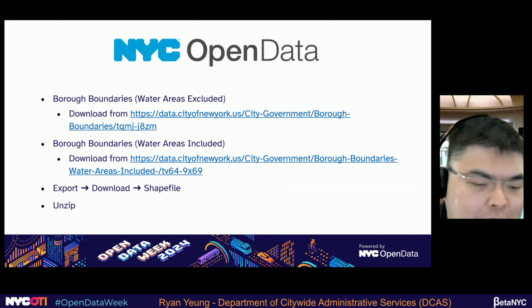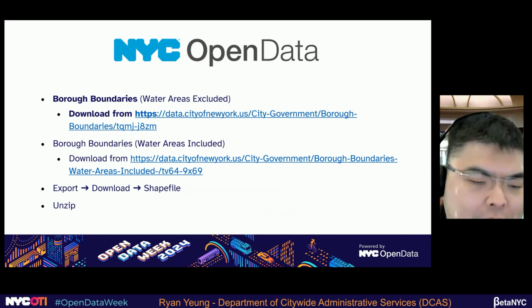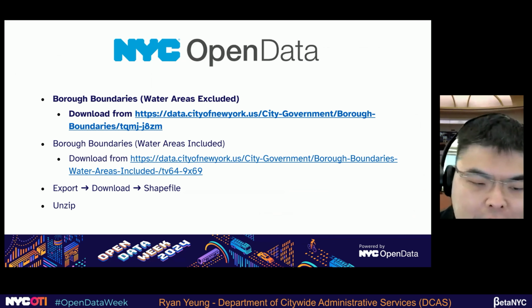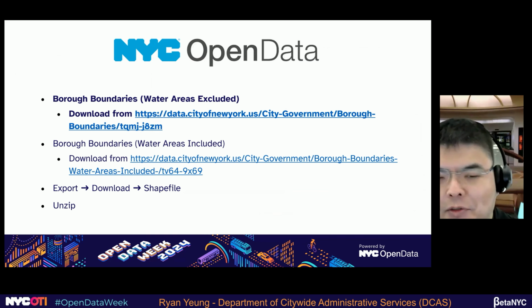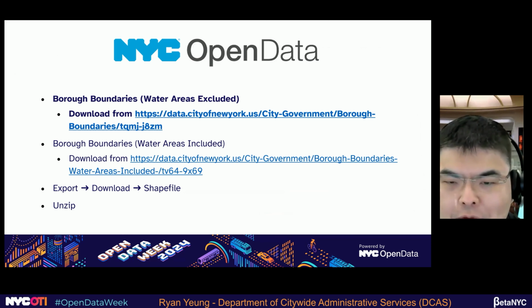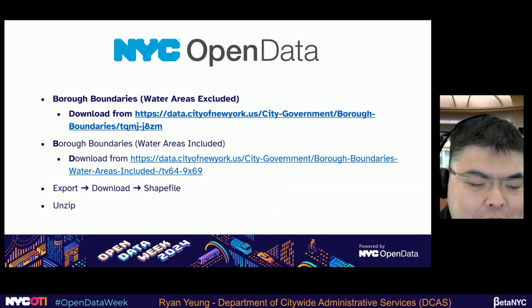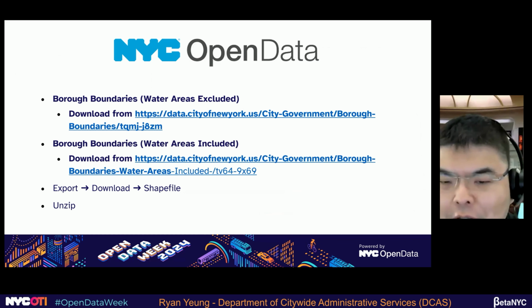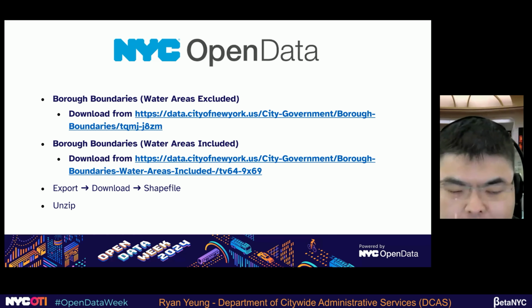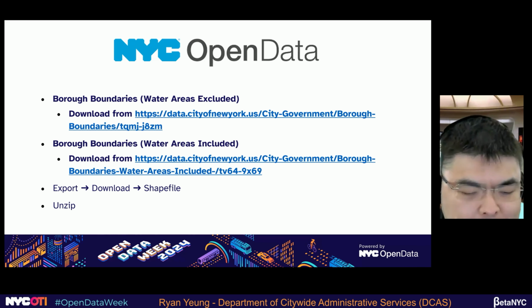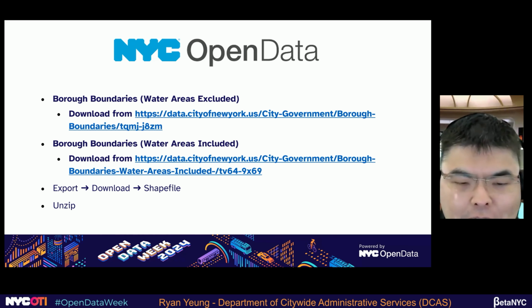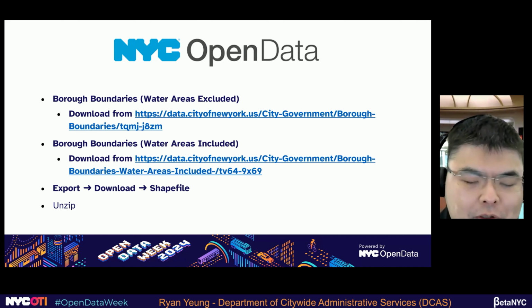To do that, we're going to need to download some data from the New York City Open Data Portal. One of the files I'd like you to download is called Borough Boundaries, Water Areas Excluded, and that's the link. The other is Borough Boundaries, Water Areas Included. Can anyone guess the difference between these two data sets? The links will be in the chat. And for each data set, what you're going to do is select export, download, and the file format we want is the shapefile. And when that's done, unzip.